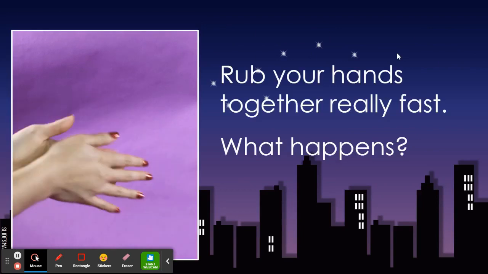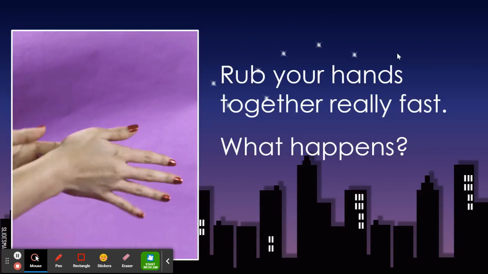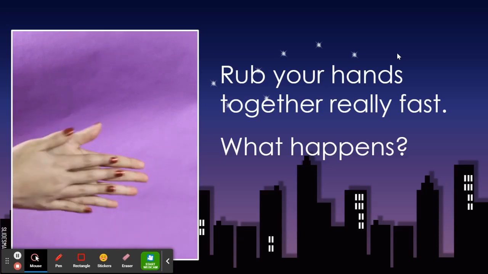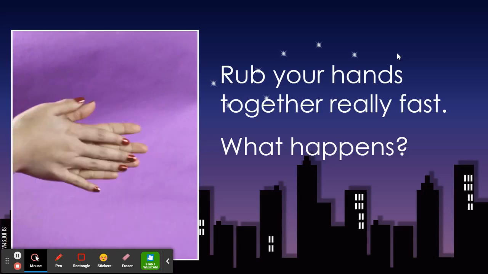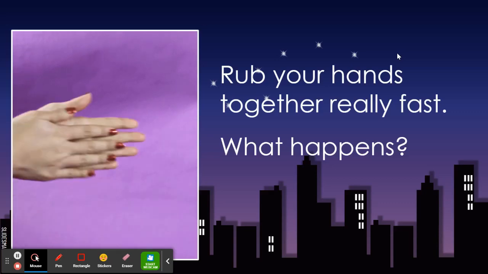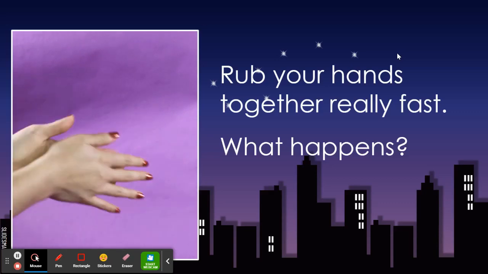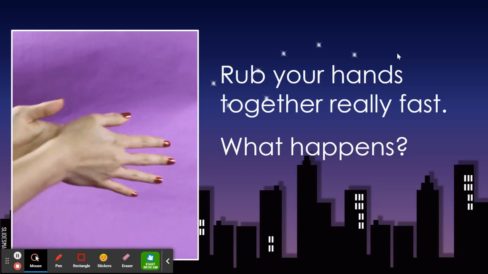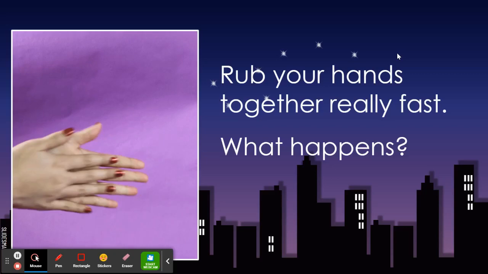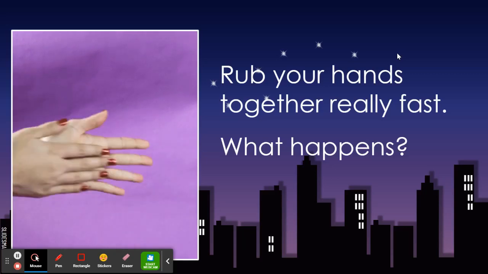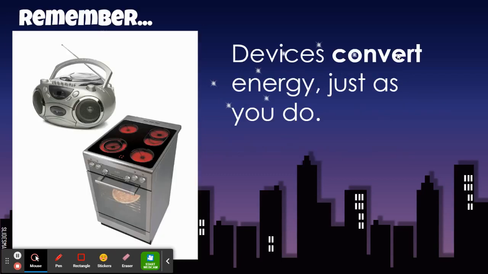Now one more. Rub your hands together really fast. I'm doing it. Oh, I don't like how it feels. What's happening? My hands are getting hot, right? So what are my forms of energy? What did I start out with? And what did it convert to? So I'm rubbing. That is motion. And my hands are getting hot. It becomes thermal. That's right. I knew you knew that.